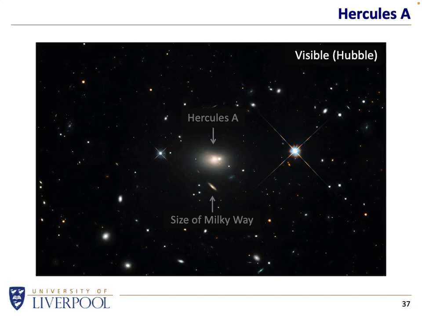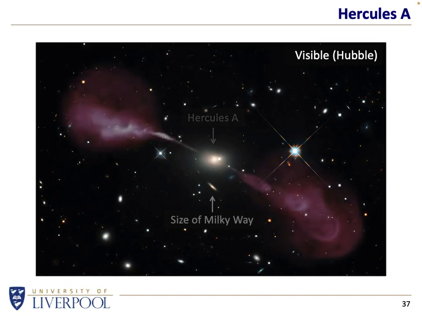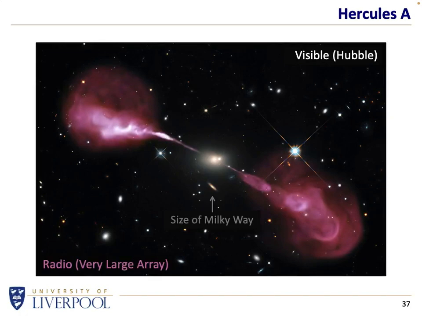But when we switch from visible light to radio light and actually see what radio waves are telling us about the jets that are forming, we think there's a supermassive black hole right at the center which is producing jets. And those jets don't just travel a short distance within the galaxy. Those jets are absolutely enormous. The jets travel for millions of light years.